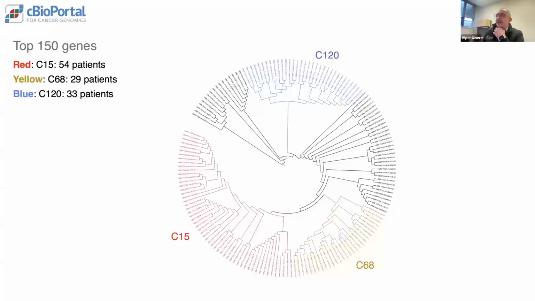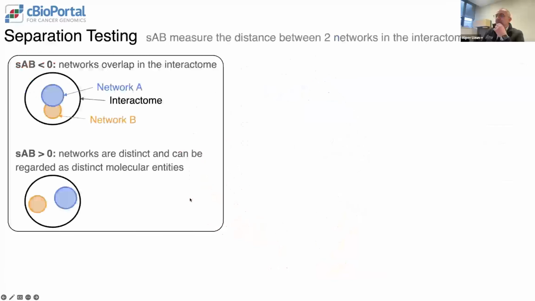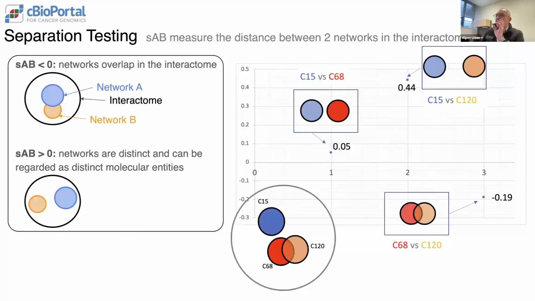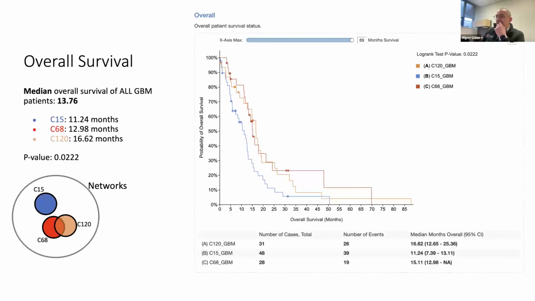If I go back here, you will see that C15 is this group of patients. I'm going to go into the network as well, but I just want to show you that C15 is the most distant network from the other two groups. And then, since we have the cBioPortal data, we went back to the patient phenotype. What is the phenotype of these patients?